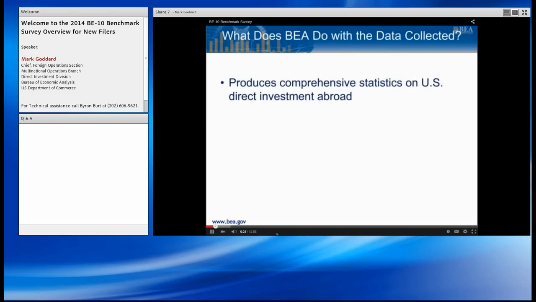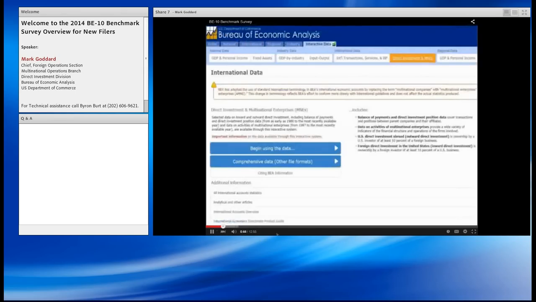The Bureau of Economic Analysis produces comprehensive statistics on U.S. direct investment abroad that are essential to the compilation of the U.S. economic accounts and for the analysis of the activities in multinational enterprises. The statistics derived from data collected on the survey are available in considerable detail by country and by industry. These statistics are presented in interactive data tables on the BEA website.